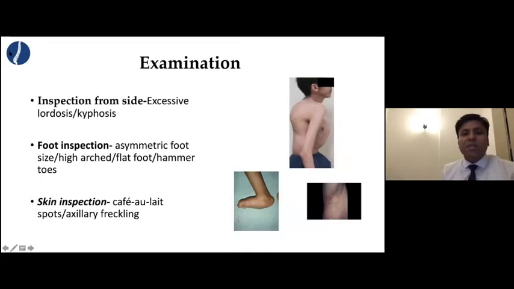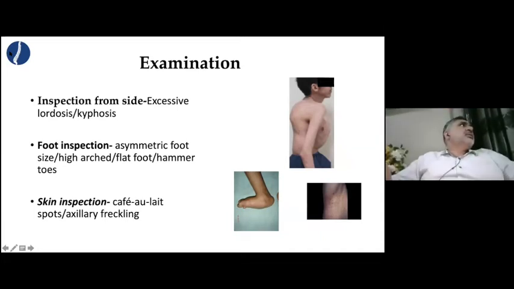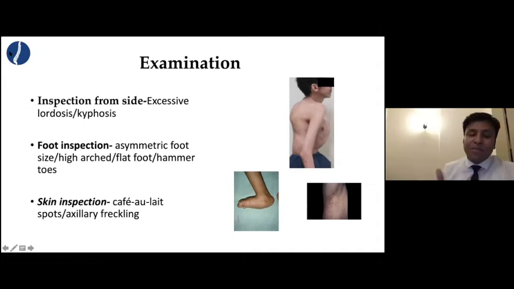Finally, especially from the side, excessive lordosis, kyphosis, kyphoscoliosis, lordoscoliosis are very commonly seen in syndromic and neuromuscular patients. Look at the foot: asymmetric foot size, high arch foot, flat foot, hammer toes. Especially in combination with sensory abnormalities and absent abdominal reflexes, they indicate underlying syringomyelia or a neural tube defect. Look at the skin. Are there café-au-lait spots? Is there any axillary freckling? Noted down.